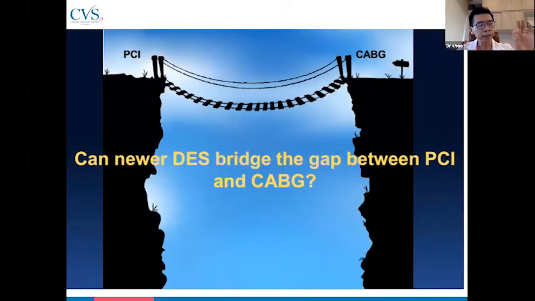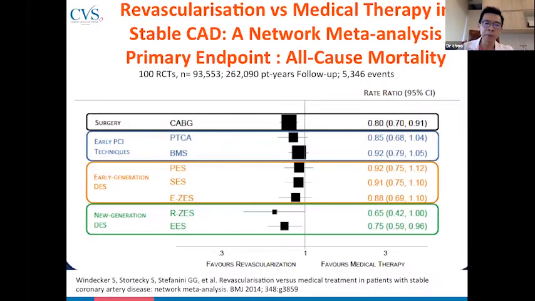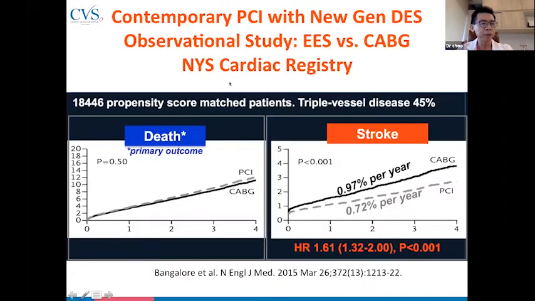I just also want to highlight that those data that we talked about earlier were using first generation DES. There are some clues that with the newer generation devices that we use, they may be better. Here is comparing against medical therapy. Even in the New York State Cardiac Registry, when you use newer generation stents, there may be no difference in terms of death outcome, at least for the short, intermediate 4 to 5 years, more strokes for CABG.